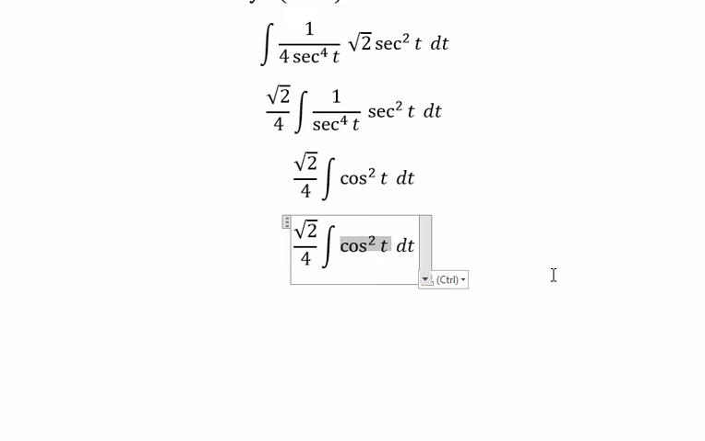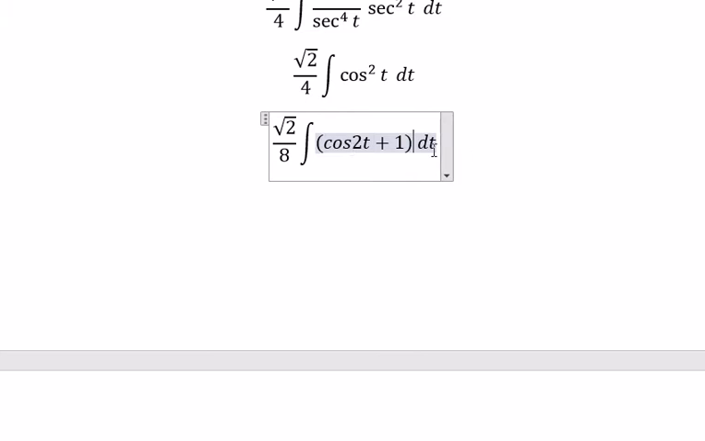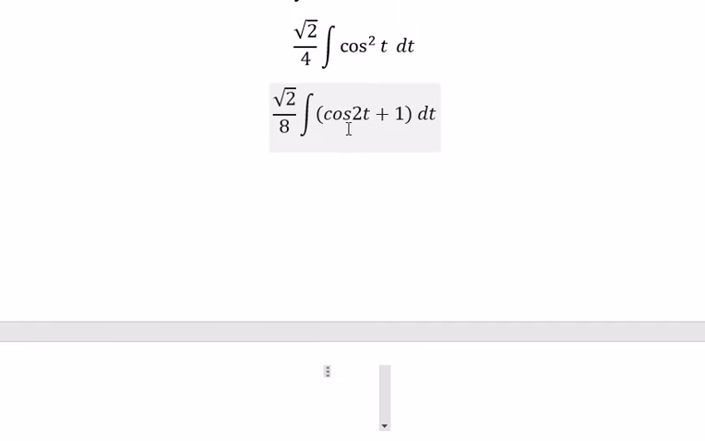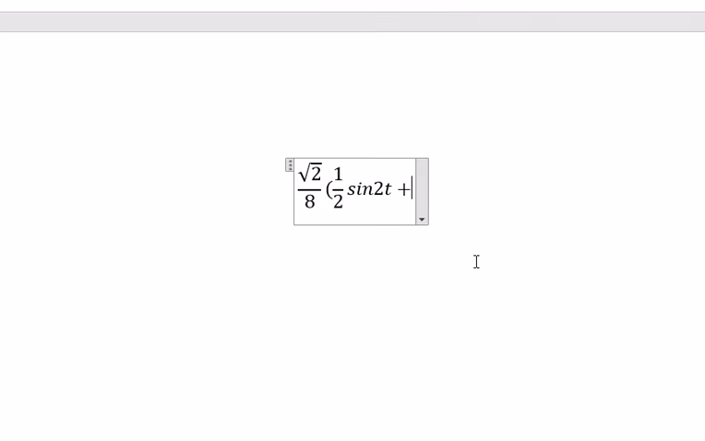Cosine t squared we can write as cosine 2t plus 1 over 2. And we put number 2 outside, you get number 8. And you get cosine 2t plus 1. The integral of cosine 2t, you get 1 over 2 sine 2t. The integral of number 1, you get t.